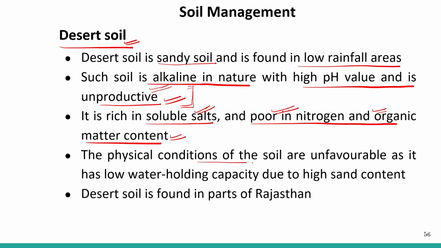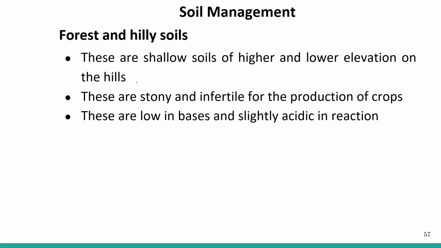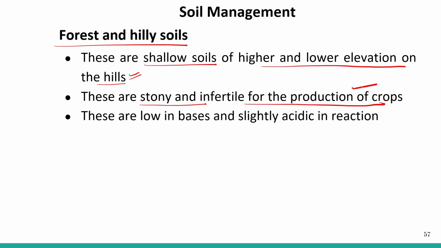The physical conditions of the soil are unfavorable as it has poor water holding capacity due to the high sand content. Desert soil is found in parts of Rajasthan. Forest and hilly soil. These are the shallow soils of the higher and lower elevations in the hills. So generally this type of soil is found in the hilly region. These are stony and infertile for the production of crops. They are low in bases and slightly acidic in reaction.